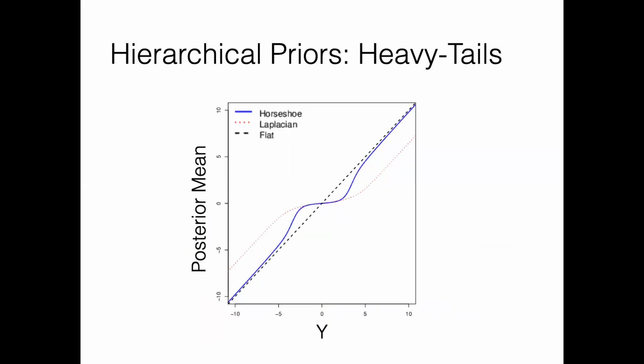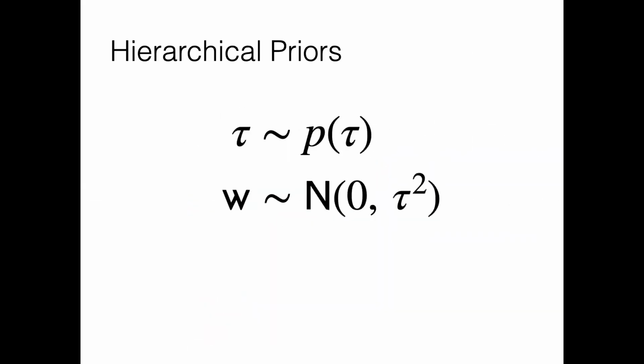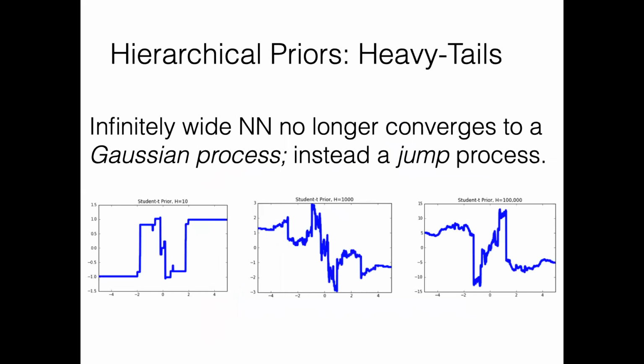And these hierarchical priors also have a nice theoretical property because they don't correspond to Gaussian process infinite limits, but rather to these more interesting jump processes that allow us to radically change the function that we're learning.